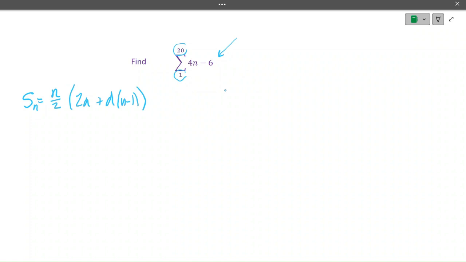We know that the number of terms we're finding are from 1 to 20. So we're finding 20 terms, right? If I were to count on my fingers up to 20, I'd have 20 fingers up if I had 20 fingers. And then I know that my first term I have to find. So let's go ahead and do that. I'm going to plug 1 in for n, and that's going to give me my first term because if n equals 1, that's the first term. So when I do that, I get -2.